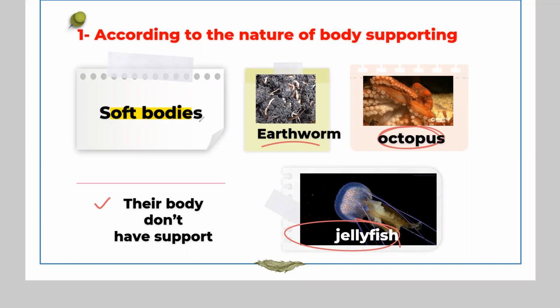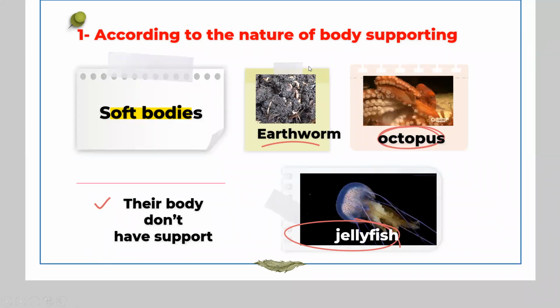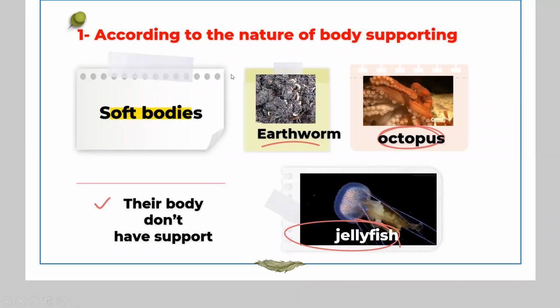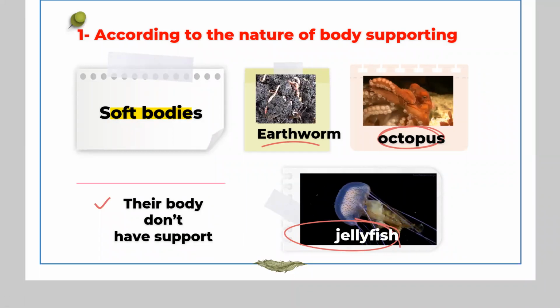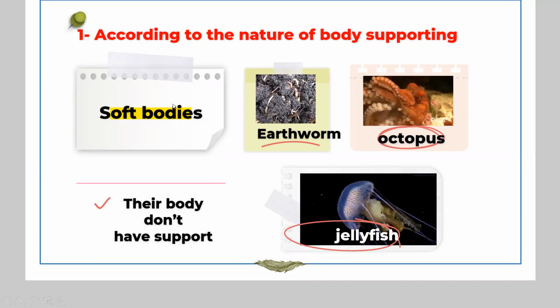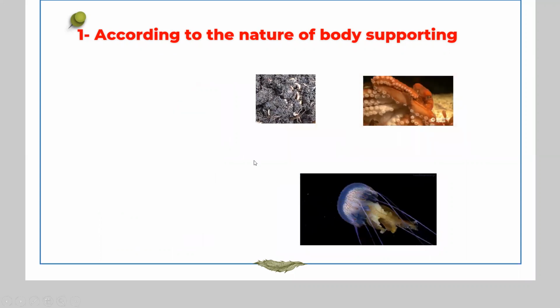We have animals that have soft bodies, like what? Like earthworm, octopus, or jellyfish. All of these animals have soft bodies. Their bodies don't have support. So again, earthworm, octopus, and jellyfish: soft bodies, no support.